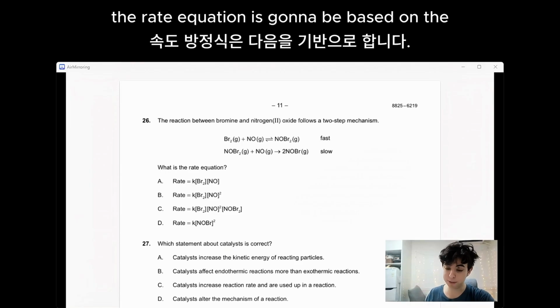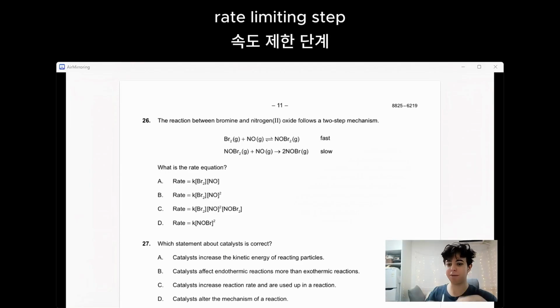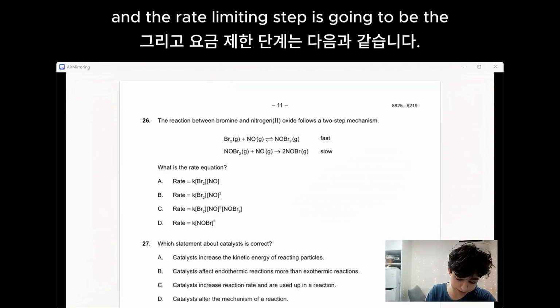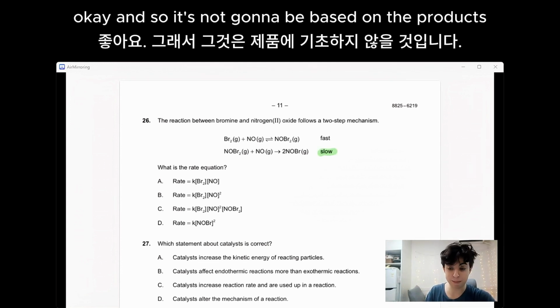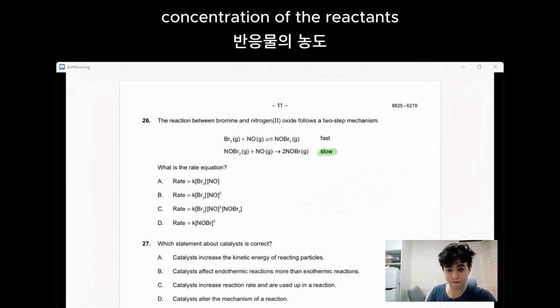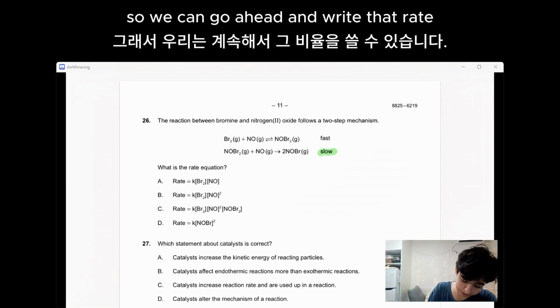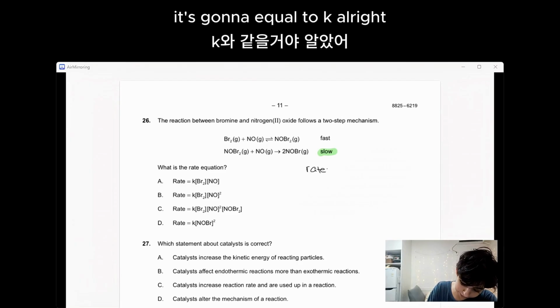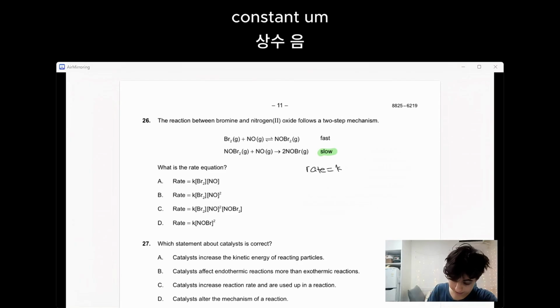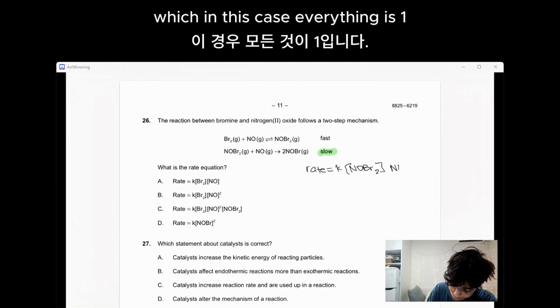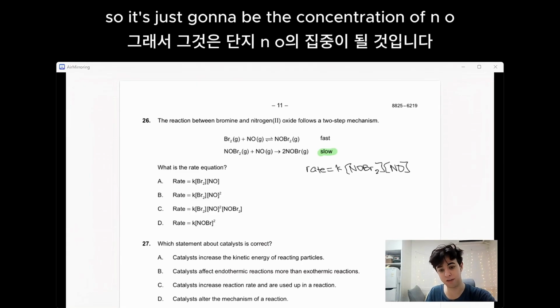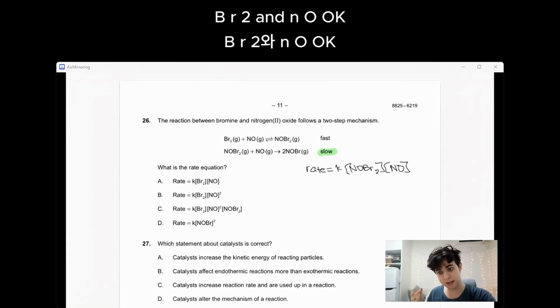The rate equation is going to be based on the rate limiting step, and the rate limiting step is going to be the slow step of the mechanism. Okay. And so it's not going to be based on the products. It's going to be based on the concentration of the reactants. So we can go ahead and write that rate. It's going to be equal to k, our rate constant, multiplied by the concentration of our reactants raised to their coefficients, which in this case, everything is 1. So it's just going to be the concentration of NOBr2 and NO.